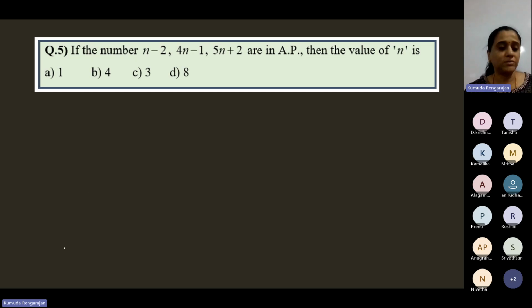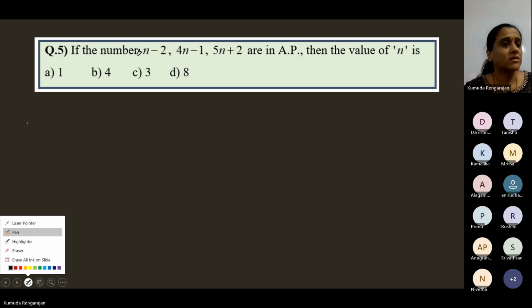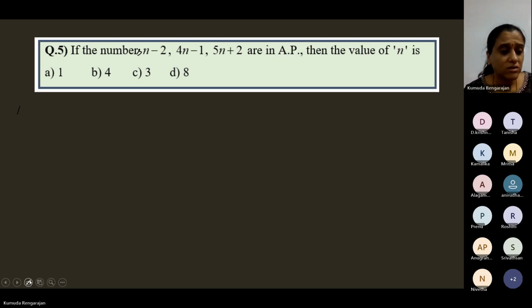Yeah, Jayavashni, tell me, how do we do this? If the numbers n minus 2, 4n minus 1, 5n plus 2 are in AP, then the value of n is, Jayavashni? Loud, loud. Correct. Very good.